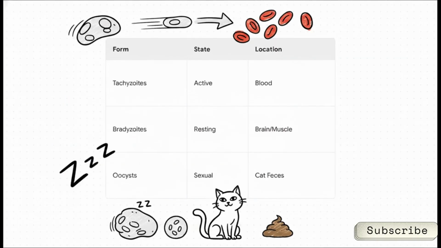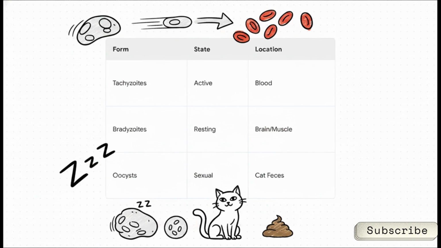Now, here is your first major memory trick for the boards. Tachyzoites starts with a T, right? So just remember, they are active-tive. They're the actively multiplying form that you'll see in acute infections circulating in the blood. Bradyzoites, on the other hand, start with a B, so remember they take a break. They are the slowly multiplying resting stage tucked away in tissue cysts inside muscle and brain tissue during chronic infections.